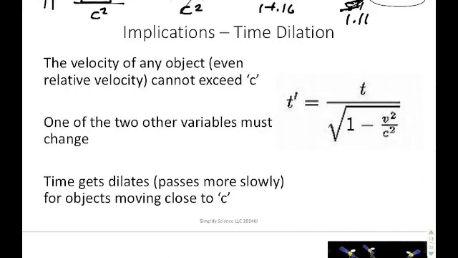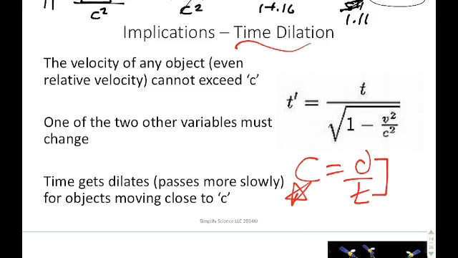Now, implications of this. Because the speed of light is constant, nothing can exceed c. So if you have the whole idea of c equals d over t, and c cannot change, that means that these two things can. This gets really tricky. You have the whole idea of time dilation. In other words, time can contract or expand depending on how fast you are moving. Time dilates. In other words, time passes more slowly as an object gets closer and closer to the speed of light. Now, we do have evidence of this actually occurring.